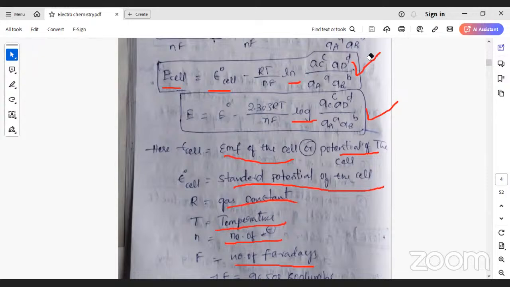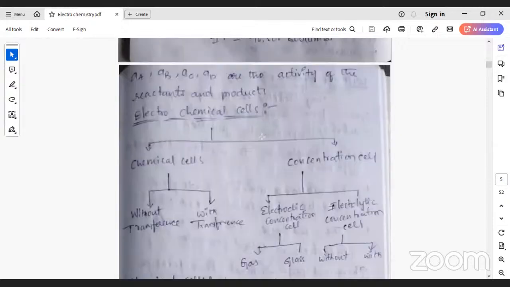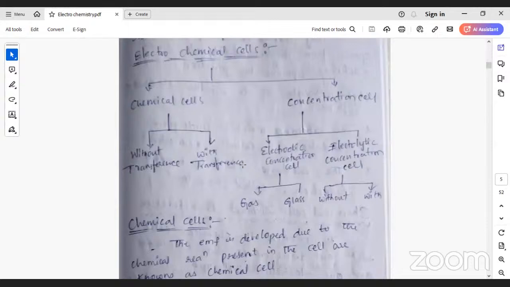Further applications of the Nernst equation will follow, and various topics will be discussed with its help, including how we apply it to various cells. Do you understand the derivation of the Nernst equation? Yes. Do you understand?